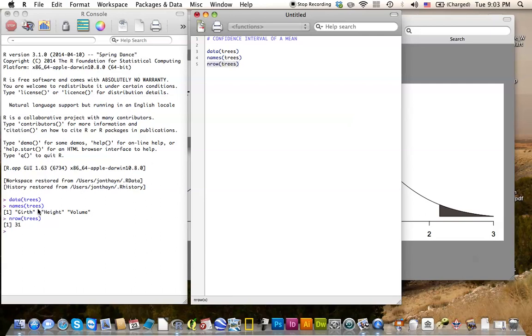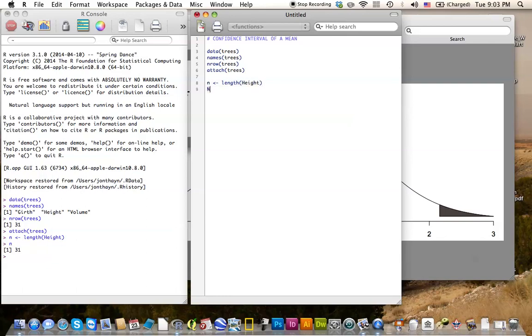So in the trees data set, we have 3 variables: the girth of the tree, or the diameter of the trunk, the height of the tree, and the volume of lumber in the tree, and we have 31 observations. So let's say lowercase n for sample size. Let's attach these data so that I don't have to keep typing that over and over again. Lowercase n, sample size, is equal to the length of height. So n is equal to 31.